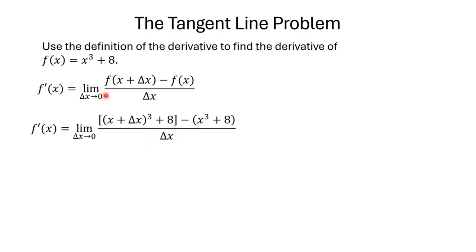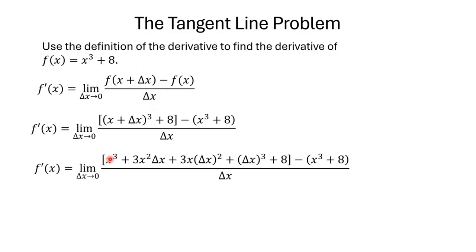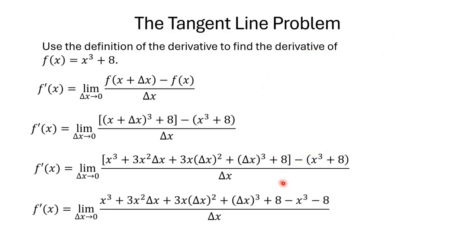Now I'm going to go ahead and multiply out this (x plus delta x) cubed. That's (x plus delta x) times (x plus delta x) times (x plus delta x). When you do all that algebra, you get x cubed plus 3x squared delta x plus 3x delta x squared plus delta x cubed and then plus 8. You can also use the binomial theorem to expand this. Now I'm going to distribute this negative 1 to both of those terms. I get negative x cubed minus 8 instead. So here I have f of x plus delta x minus f of x divided by delta x, that difference quotient. I'm just going to simplify that a little bit.